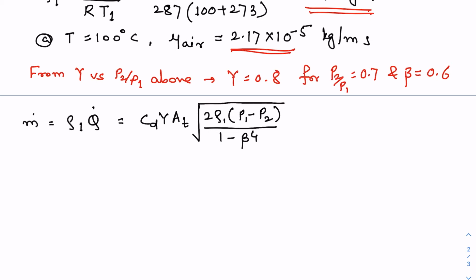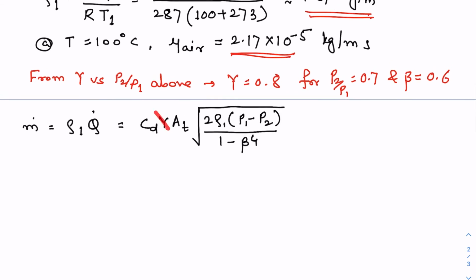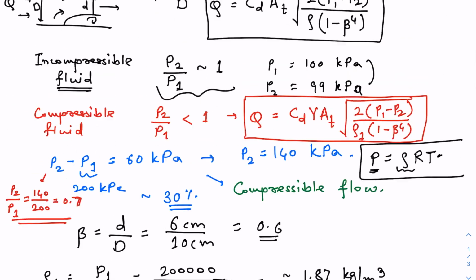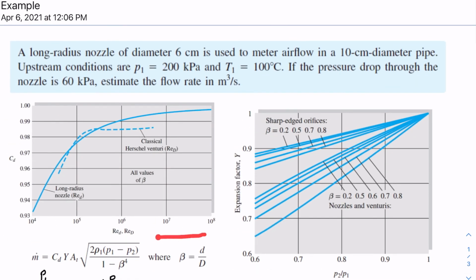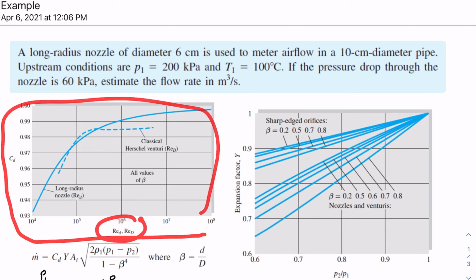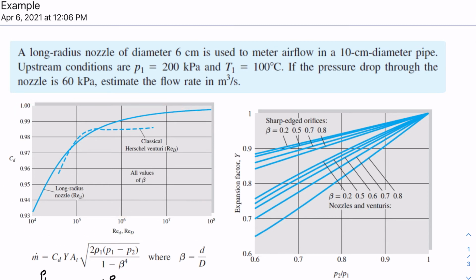So again here everything is known. We just calculated Y, area at throat is known, which is pi small d square divided by 4. We calculated rho 1, the pressure drop is given, beta is also given. The only unknown here is the discharge coefficient CD, and it is not given to us. And if you look in this graph, the CD is a function of Reynolds number, and because the flow rate is unknown, the velocity in the pipe is also an unknown. So we don't know the Reynolds number beforehand.